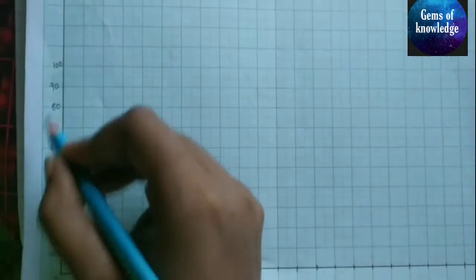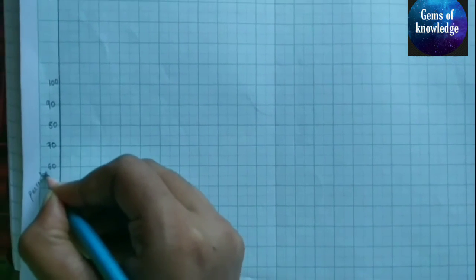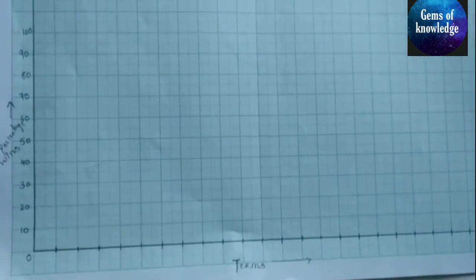You can see a graph sheet here. Here I have written percentages, so you can write here percentage wins. Then here I have taken team names, so here we have to write teams. Let us see the percentages here.